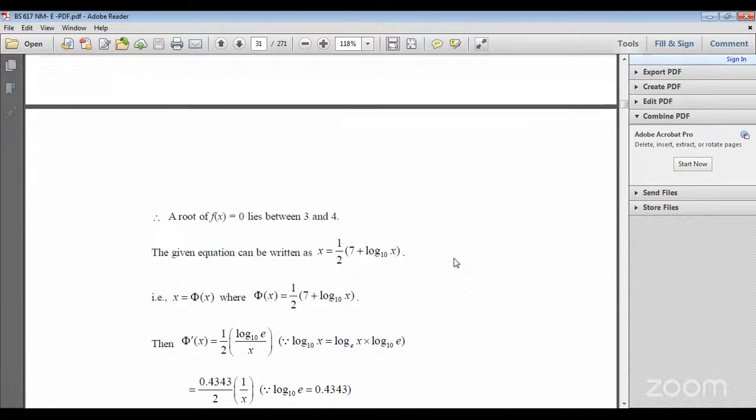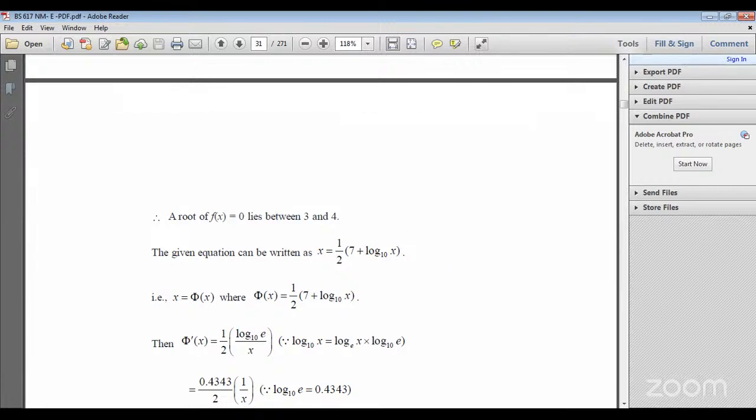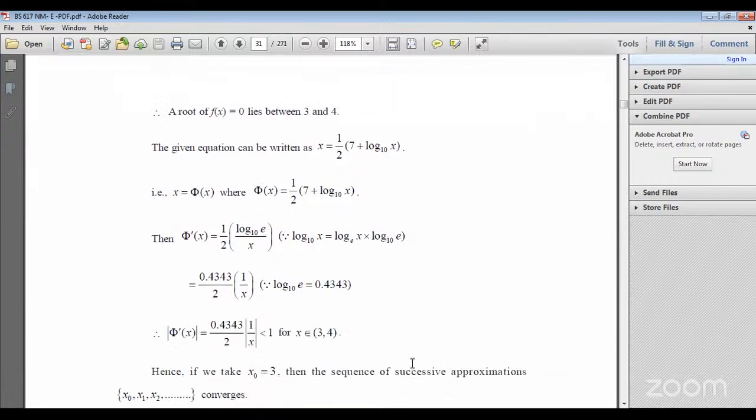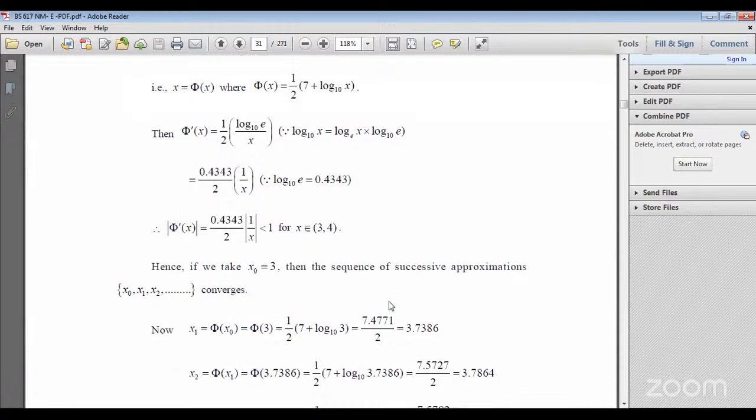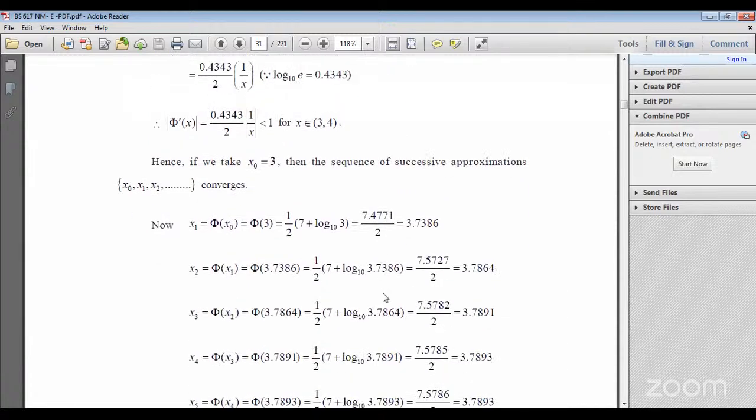So therefore phi(x) is equal to 1 by 2 into 7 plus log10 x. Log10 x is equal to log e x into log10 e, so phi dash of x is 0.4343 by 2 into 1 by x. So therefore the modulus of phi dash of x is less than 1 for x belonging to 3, 4. We take x0 is equal to 3 with the sequence of the successive approximation.